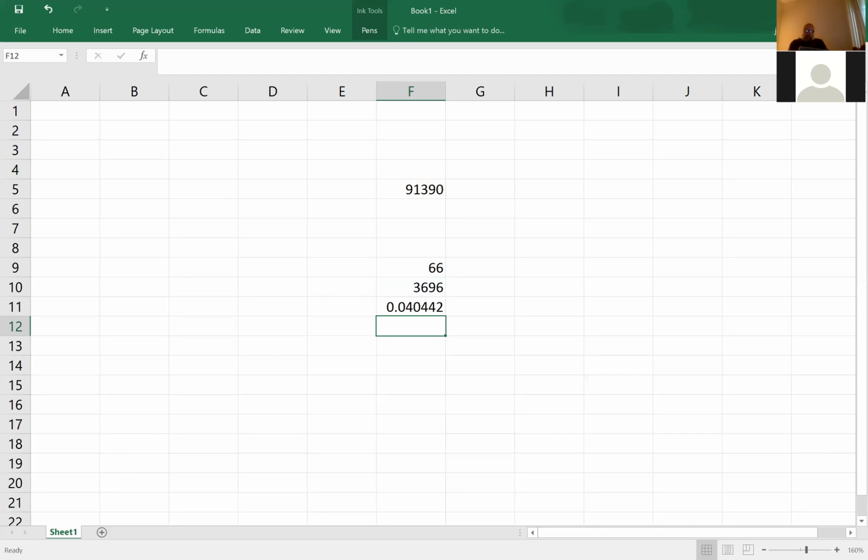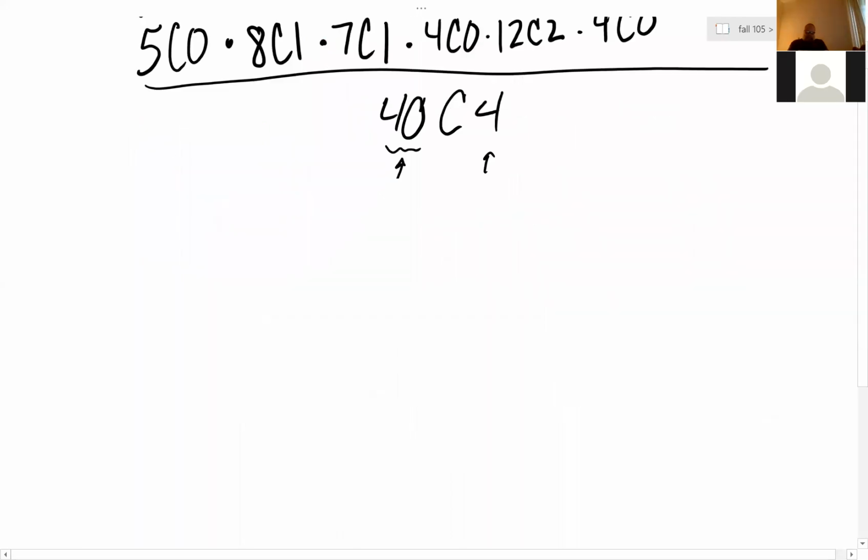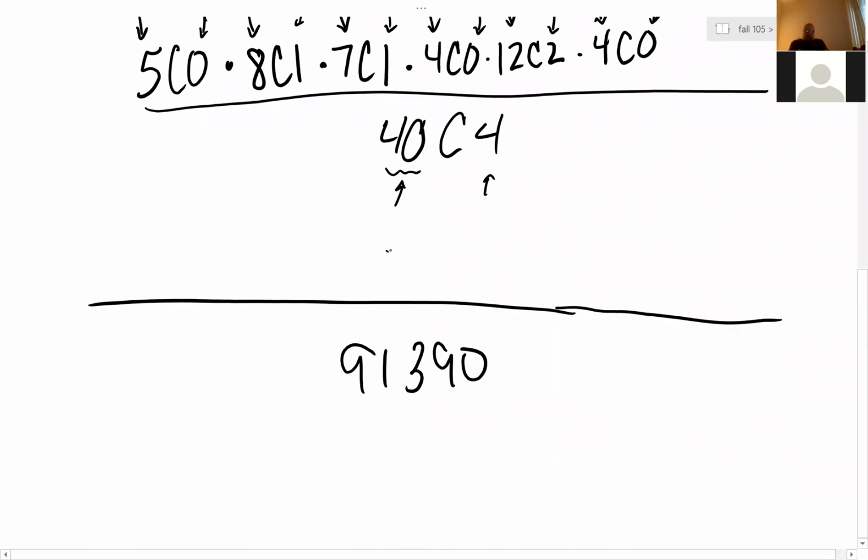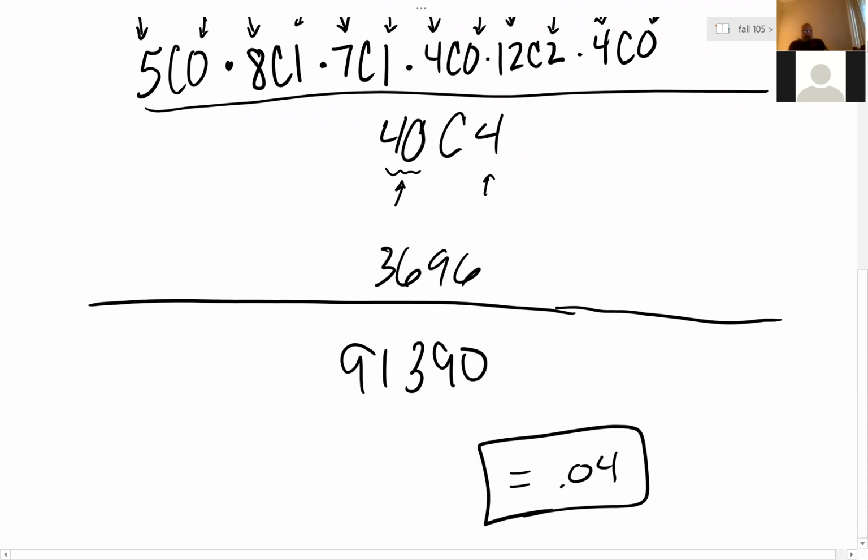One moment, please. So 3696 is my numerator. So 3696, and so my answer is roughly 4%. Okay. Question on the gist of that? We'll do a couple more of them, but that's kind of the big key there.